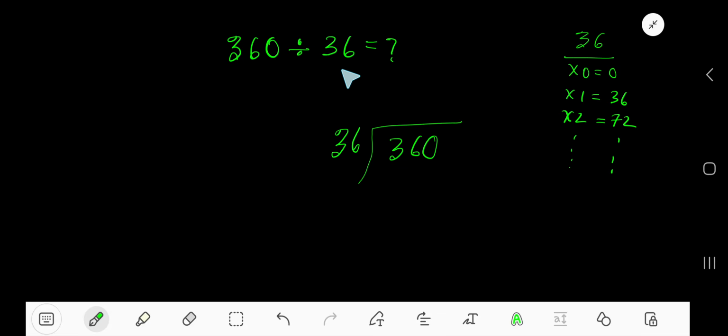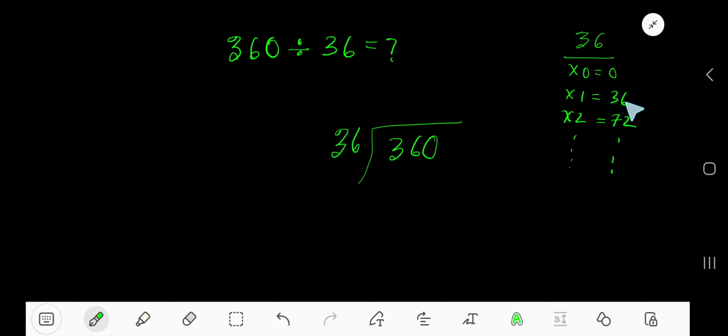360 divided by 36. Here 36 is a divisor, so we need the multiplication table of 36. 36 times 0 equals 0, 36 times 1 equals 36. Then 36 times 2 equals 72. To find the multiplication table of 36 easily, just add 36 to the previous step.